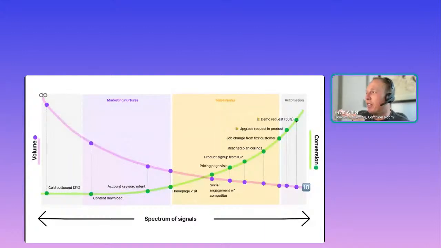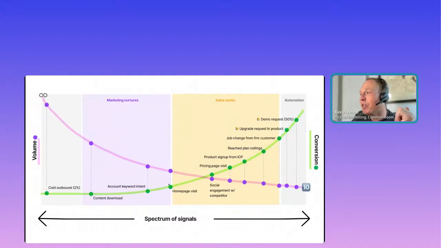the really high propensity signals, like a demo request that converts at 50%, have a really low volume, just because the intent level is so high there. And then at the other end of the spectrum, like cold outbound, you have a nearly unlimited amount of actions to take, or prospects to take action on, but the conversion rate is very low.